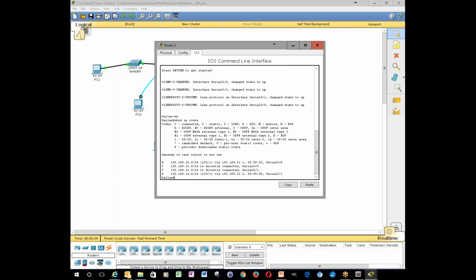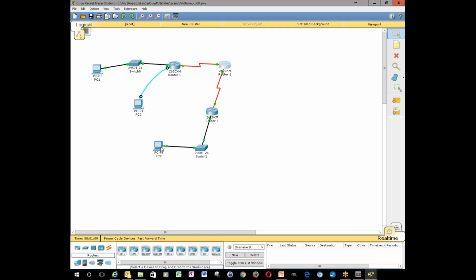We can show the IP route. This is RIP, and R means RIP, and we have the destination network address, the administrative distance or the metric that it's going to use, and via, this would be the next hop, and then the interface it's going to go out. So those are all going to remain the same, and these things do actually work, end system to end system.